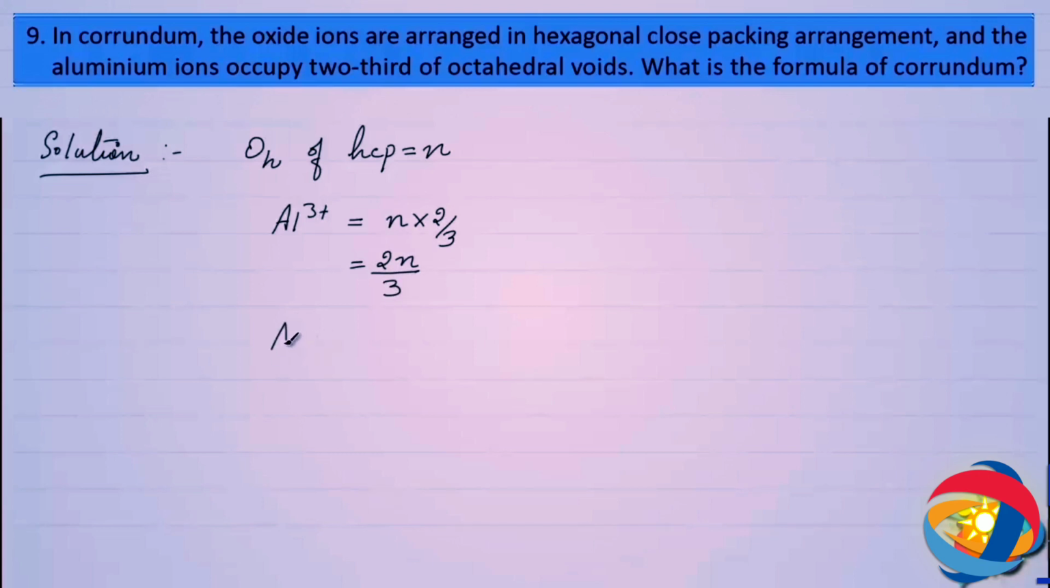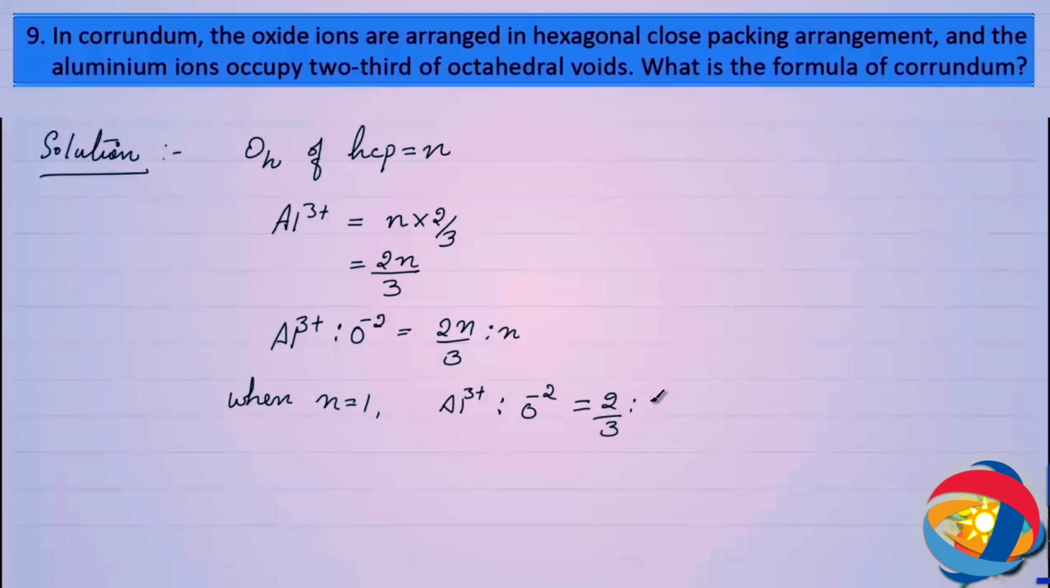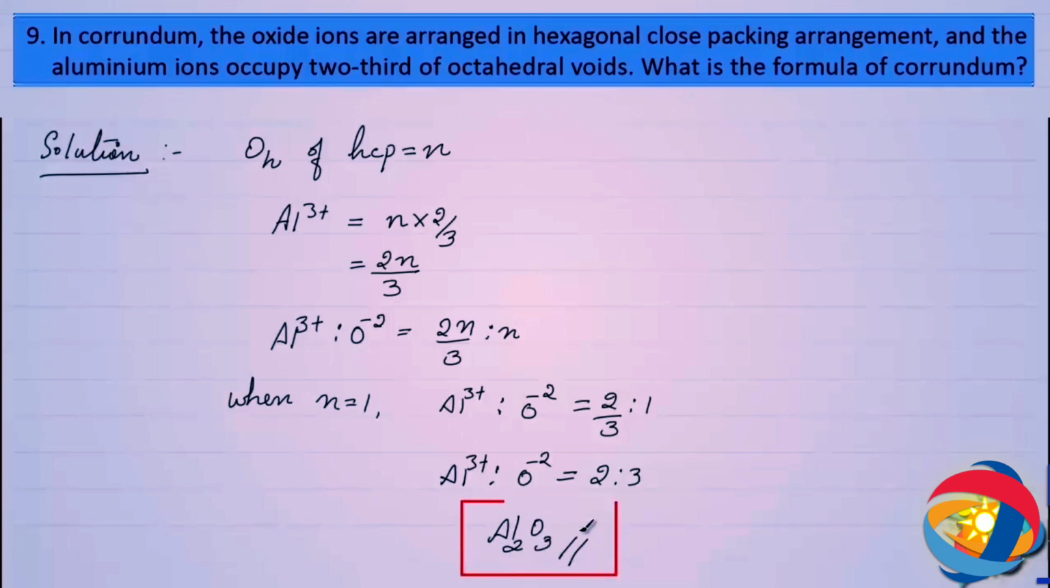Then the ratio of the aluminium ion is to oxide ion is given by 2n by 3 is to n. When n is 1, the above ratio becomes aluminium ion is to oxide ion, which is equal to 2 by 3 is to 1. On multiplying with the common factor of 3, the above ratio of atoms becomes aluminium ions is to oxide ions as 2 is to 3. Therefore, the formula of the compound corundum is Al2O3.